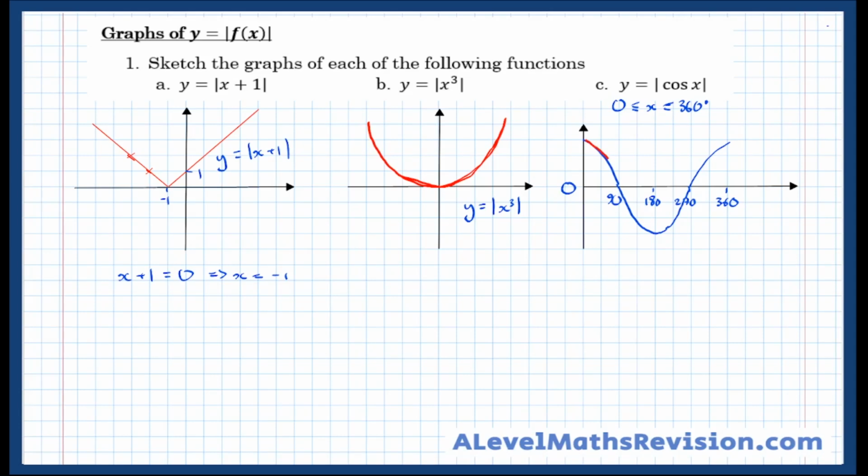So for the positive parts, the modulus graph is just the same, and there isn't a stationary point where it hits the axis. Therefore, it's going to be a harsh reflection. It's going to leave a pointy edge like that. And there is the graph of y equals the modulus of cos x between 0 and 360.